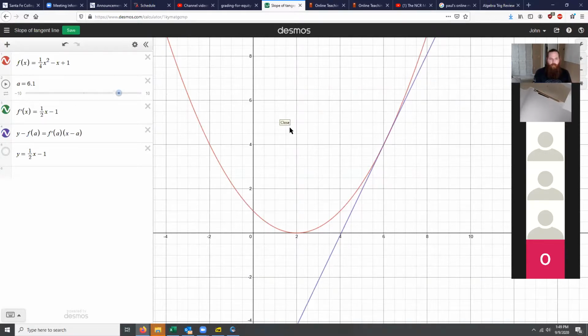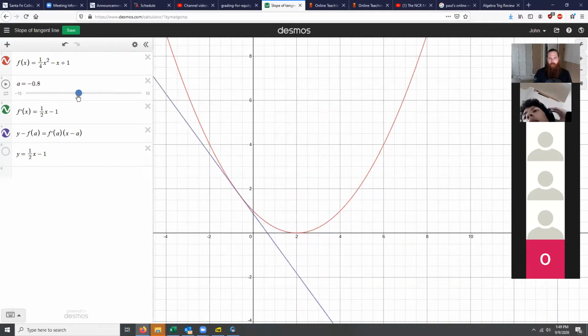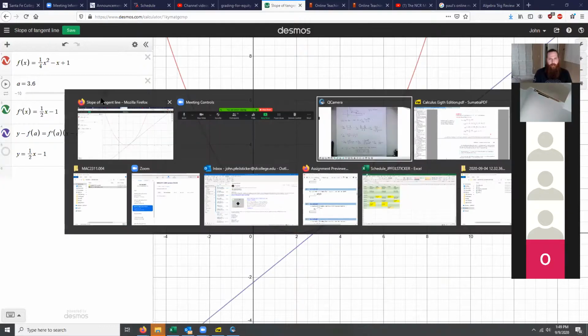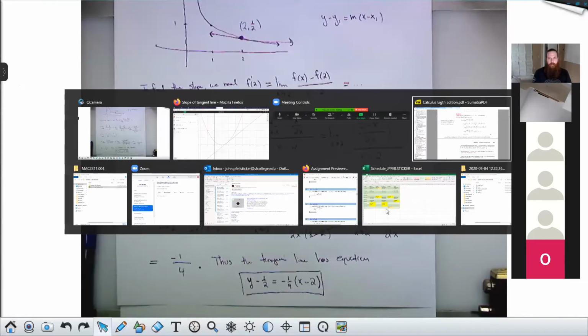It seems like for some reason folks are having trouble with the screen share. The screen share is definitely on. Can you guys see what's being drawn here in Desmos right now? I can see it. I've gotten a few messages from people saying they can't see, so I'll get out of Desmos and we'll come back to this and do maybe one or two more examples.